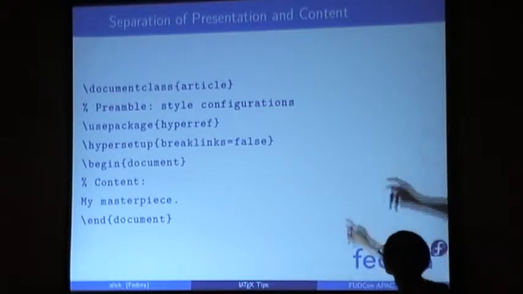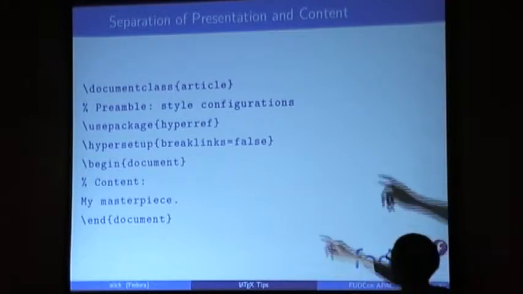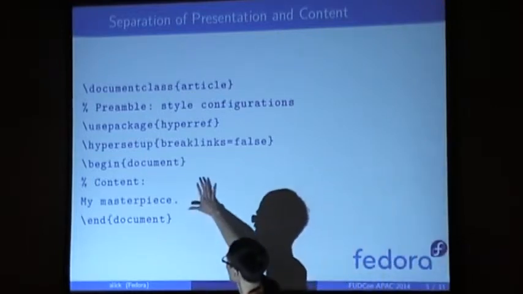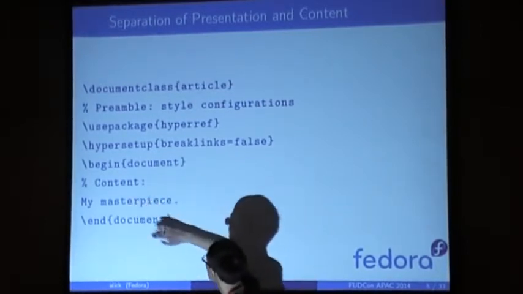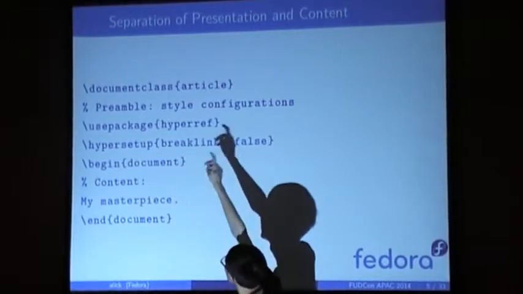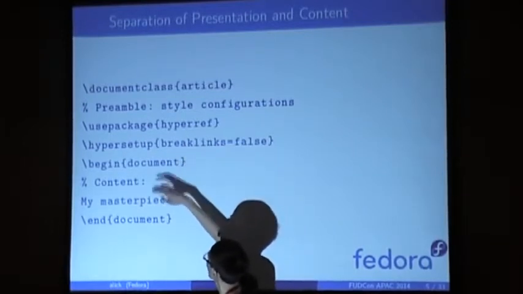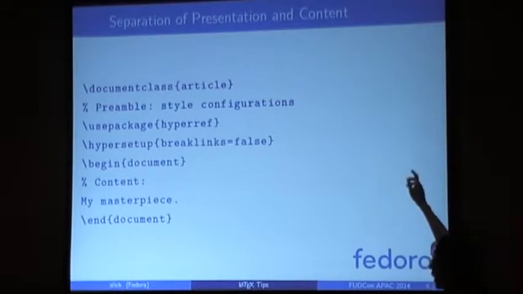So here's a simple compilable LaTeX document. The first line shows the document class, and here we write article. Then you can notice an important environment which is required in every LaTeX document: the document environment. The part between the document class declaration and begin document is called the preamble. In this part we customize the style, the presentation stuff.